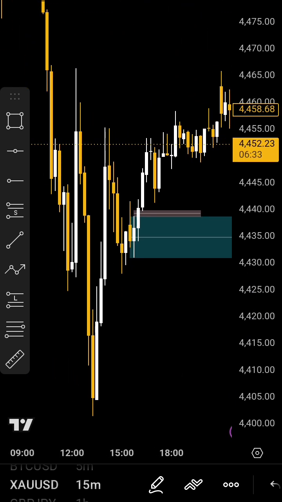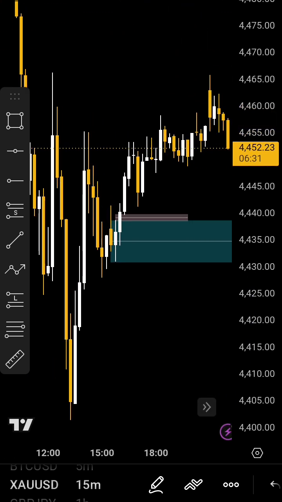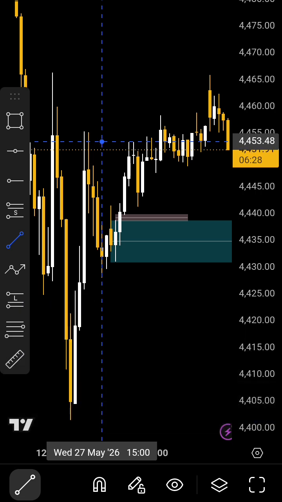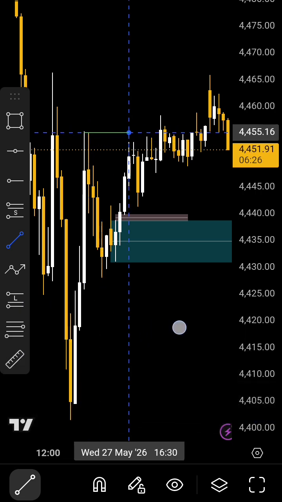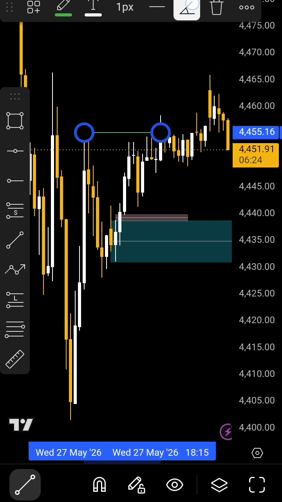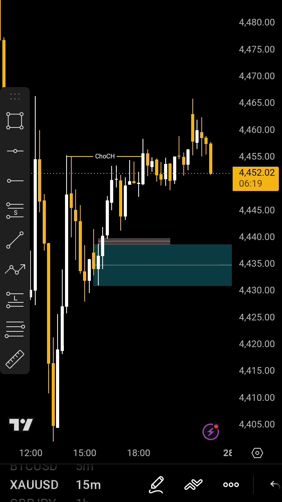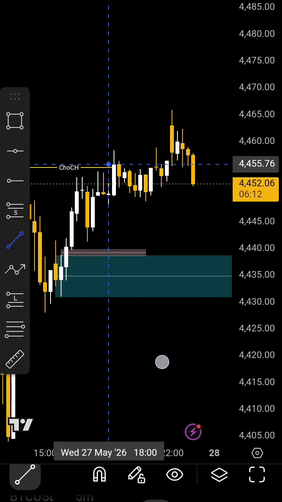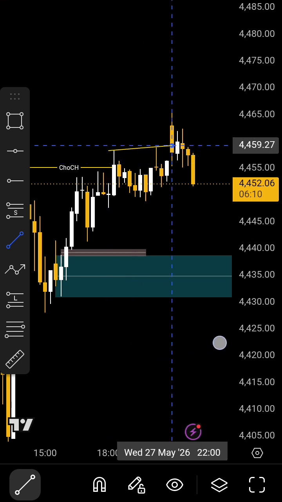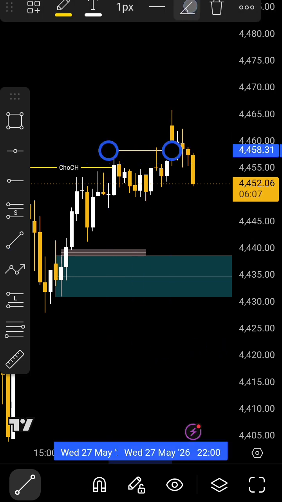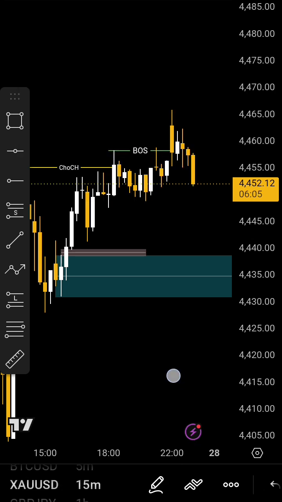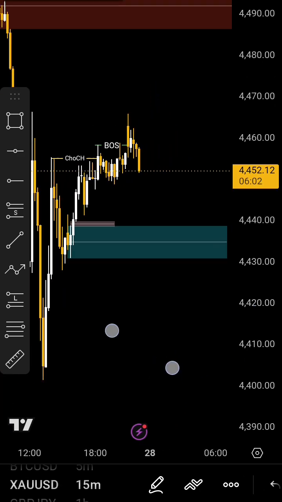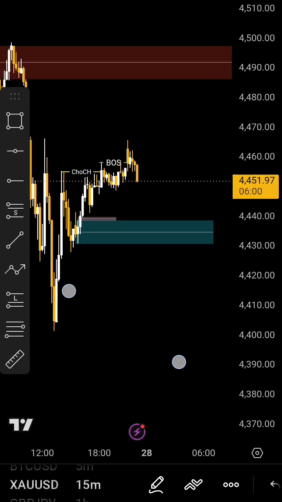Now I need to see a change of character, and definitely this is a change of character that I'm having here, right? This is a change of character, which is telling me that yes, indeed, we are moving up. And you can see that price is even coming down. We have a change of character, and then we have another break of structure here, right? This is also another break of structure. So now this is what we are having. All our confluences are intact.